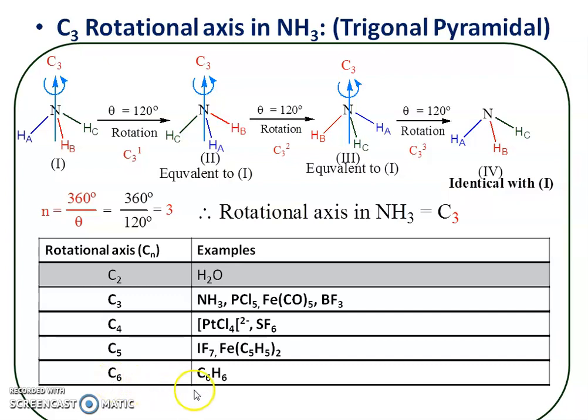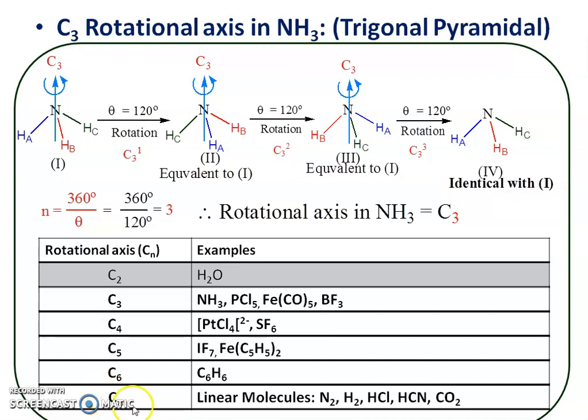C6 axis exists in benzene, and C infinity axis exists in all the linear molecules like nitrogen, hydrogen, fluorine, chlorine. These are the homonuclear. Heteronuclear linear molecules like HCl, HF, hydrogen cyanide, and carbon dioxide also, because carbon dioxide is a linear molecule. In carbon dioxide there is a C infinity axis.